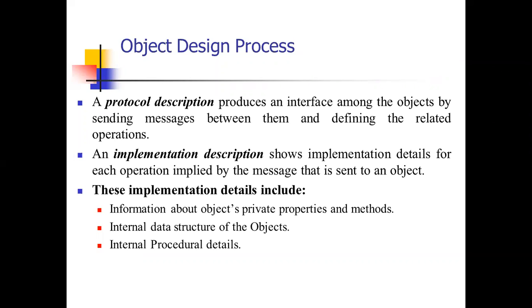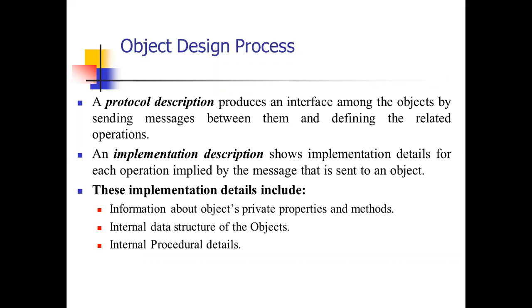implementation description. A protocol description produces an interface, or communication among the objects, by sending messages between them and defining the related operations. Protocol description means it produces an interface between the objects by sending messages between them or by defining the related operations. Then the implementation description shows implementation details for each operation that is implied by the message sent to an object.